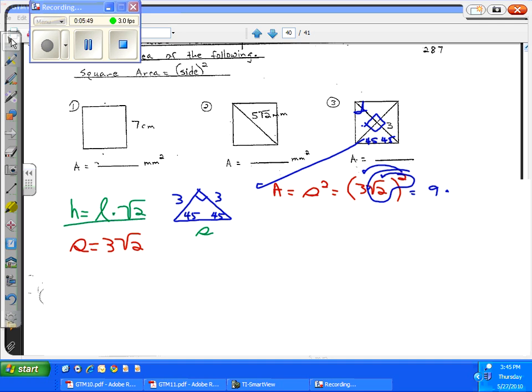Square root 2 squared. In that situation, the square cancels the square root and you get a 2. So we have 3 squared, square root of 2 squared. 3 squared is 9, square root of 2 squared is 2. 9 times 2 is 18. And so the area is 18. Any questions on number 3? Okay, area of a square is side squared. When you draw diagonals in squares, you get 45, 45, 90 triangles. Okay.